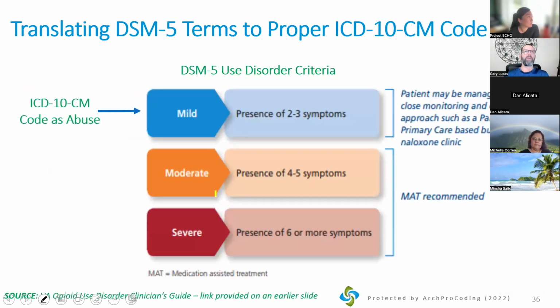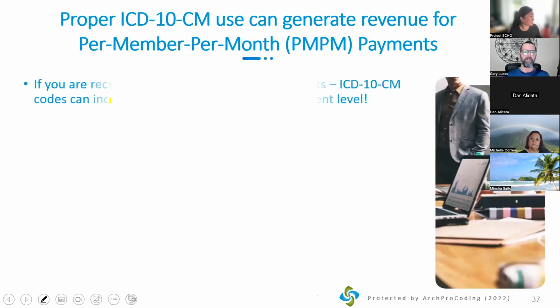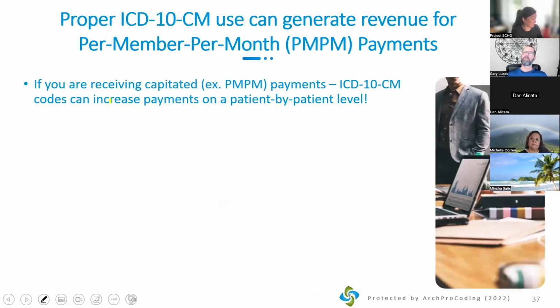But as you heard me earlier mention, providers may often add the words mild, moderate, or severe. Notice in this case that we're confident in this kind of a translation tool here that mild use disorder can be coded as abuse based on the number of symptoms found on that list a little while ago. Moderate and severe could be coded to dependence. And very, very careful attention to diagnosis codes is important.